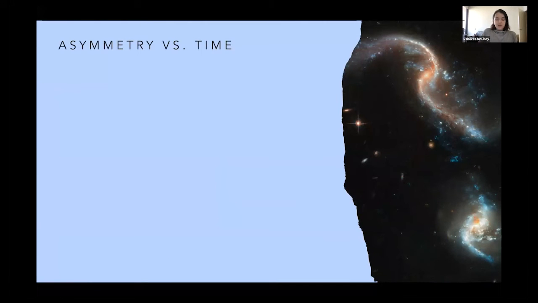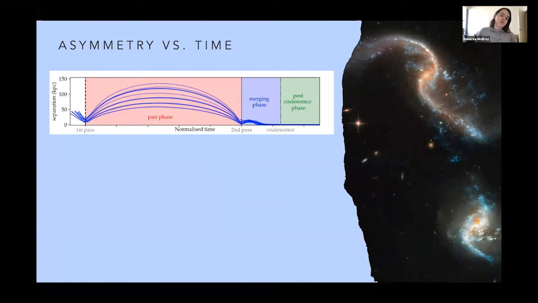So what this really gives us is we can measure these 2 properties versus time, which is something you can't do in the real world. So what we've got here is simulation separation on the y-axis and time throughout the simulation on the x-axis. The 3 colored areas are highlighted and are the pair phase, which is when it's a pair of galaxies, so 2 galaxies. The merging phase, which is while they're starting to coalesce, and the post-coalescence phase is after coalescence has occurred, so they don't get any further away from each other at that point.